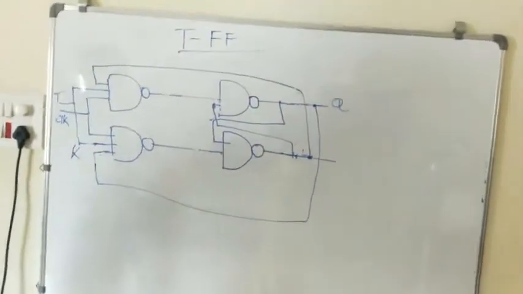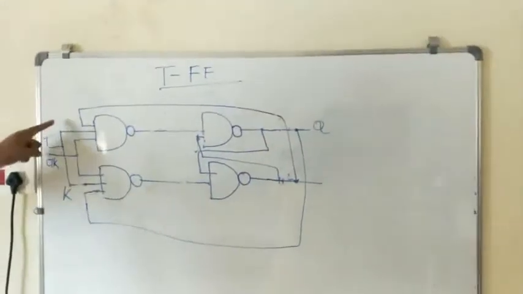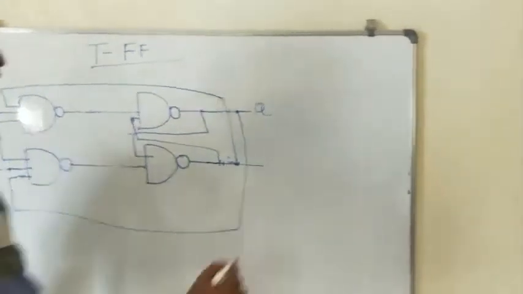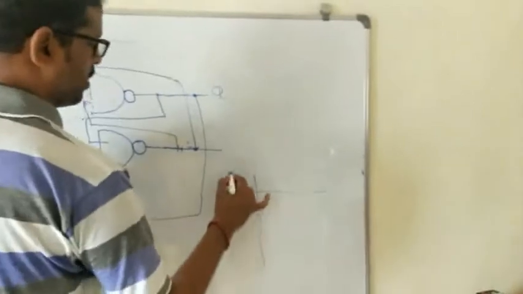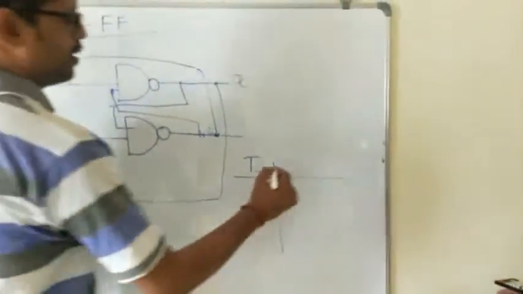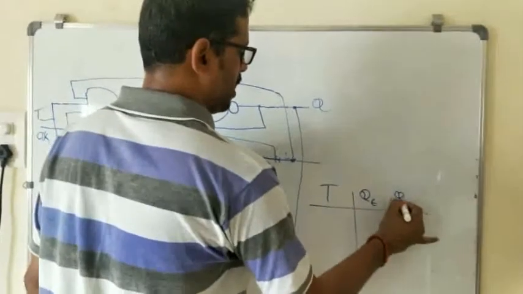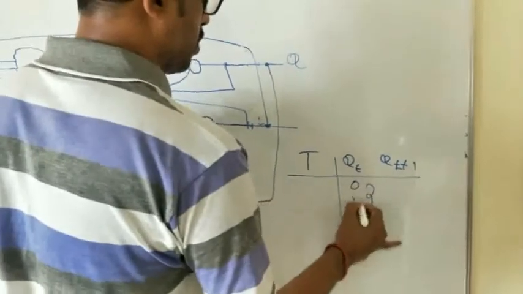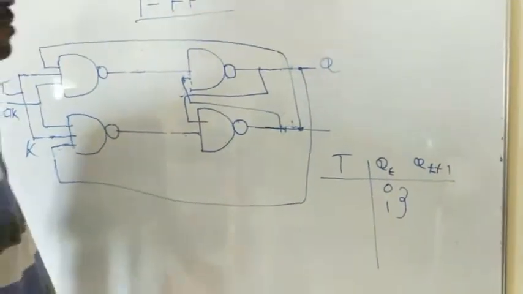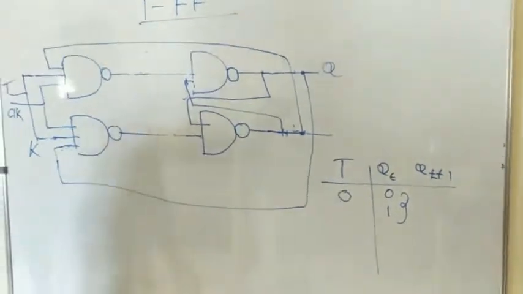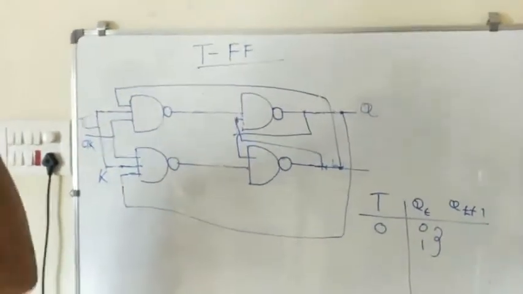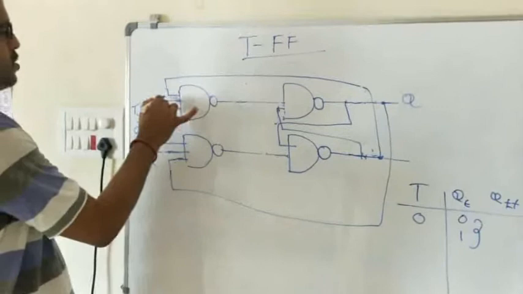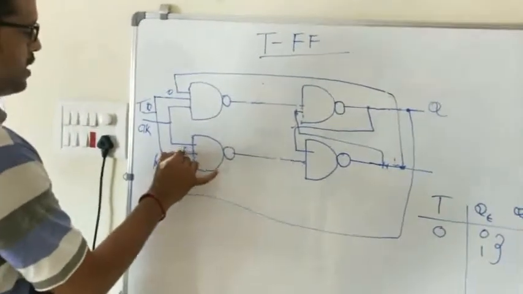Now we will see the behavior of a T flip-flop. I have combined both J and K as a single input and made it a T flip-flop. Present state Q(t) and the next state is Q(t+1), 0, 1. Here the input is a single input, so we are going to check only two combinations. What will happen when T is 0? Now we assume T is 0. T is 0 means 0 is going here also and here also, right?